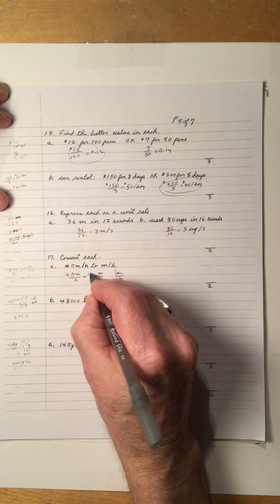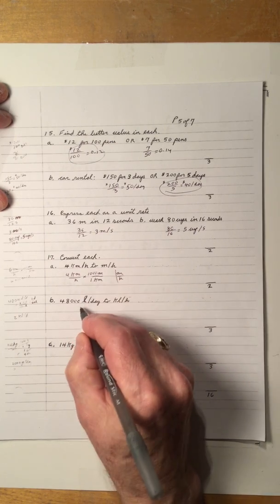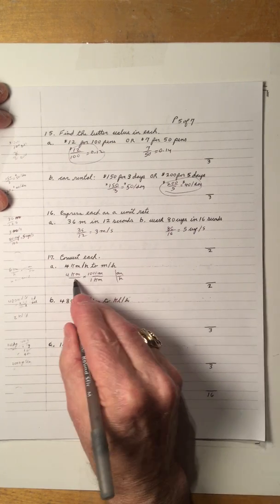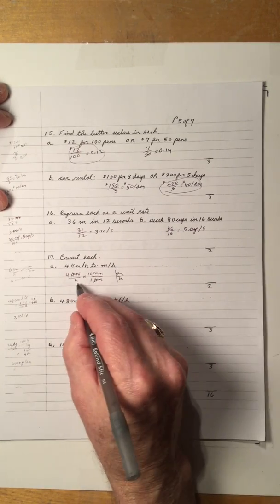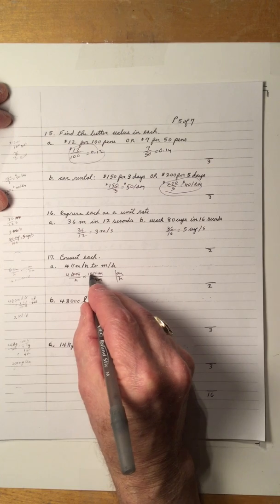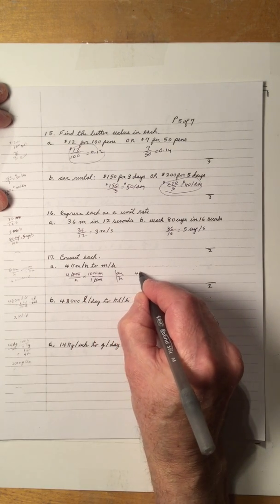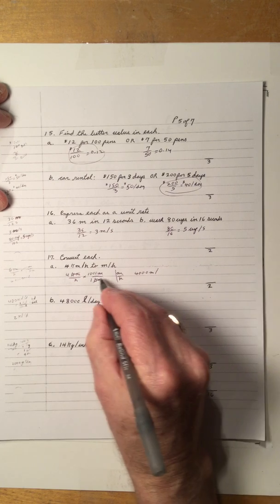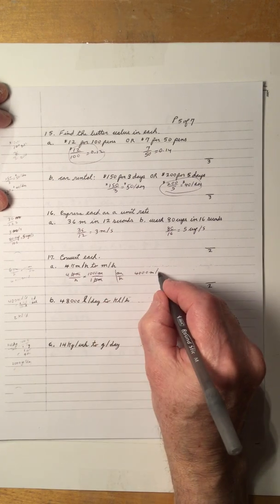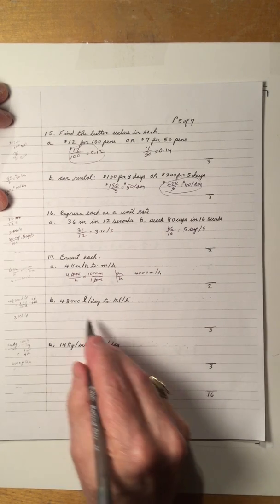So 1,000 meters makes 1 kilometer. When you multiply this, the kilometers cancel out, and you get 1,000 times 4, which is 4,000 meters. Notice meters is there, and over hour. There it is. That's how you do it.